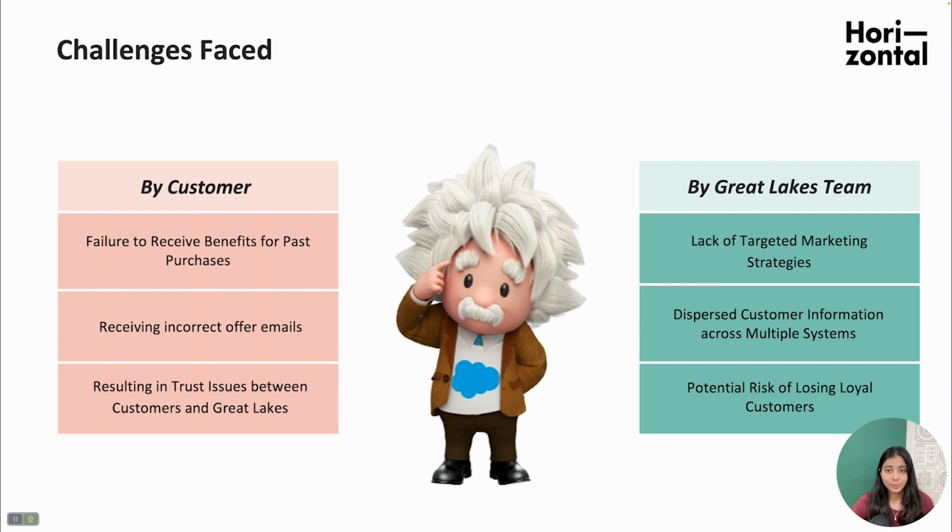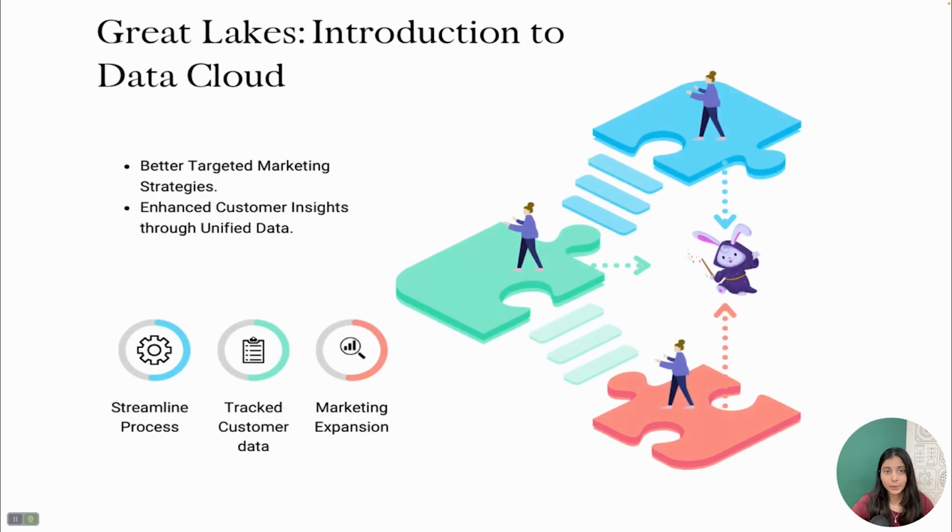So now Great Lakes decided to overcome these challenges, and that's how they got introduced to Data Cloud. And they were amazed to know that Data Cloud, a single platform, can resolve all their problems. Data Cloud can provide them a platform where they can track their customers' data properly, and it can unify their customers' data and provide a big picture of it in a 360-degree view. And also this will help them target the right audience for their marketing strategies.